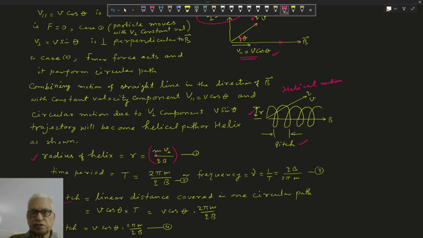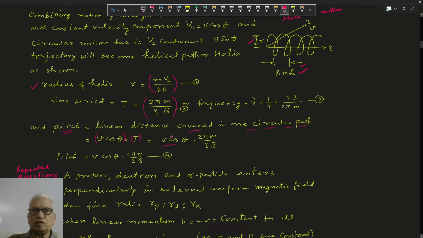Now come to pitch. What is pitch? This is the linear distance covered in one circular path. So it is the horizontal speed or velocity v cos theta multiplied by the time period. Distance is equal to speed multiplied by time. Speed is v cos theta, time is this one given by equation 2, 2πm/qB. So this way the formula of pitch here is v cos theta into 2πm/qB, given by equation 4.